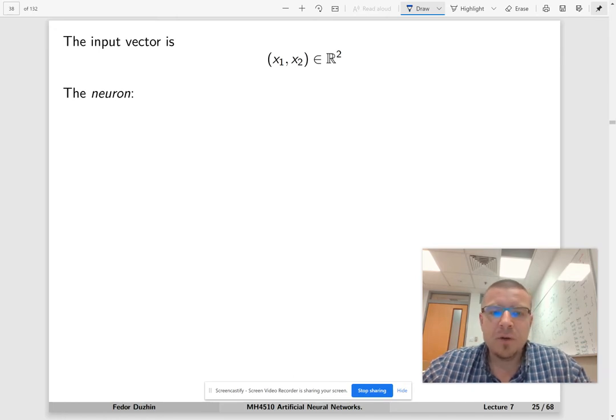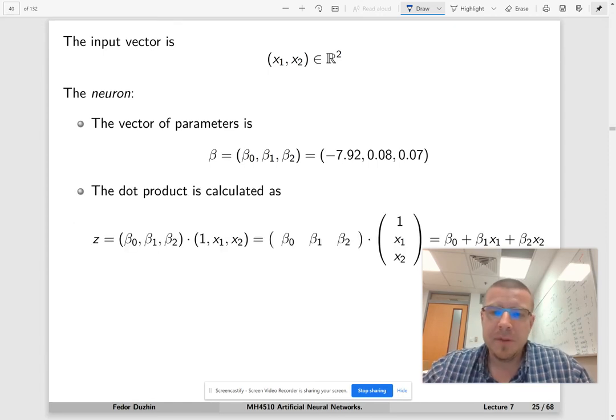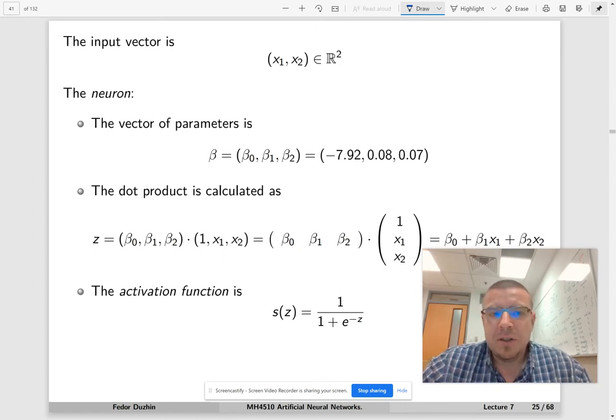And so we have our input vector. Whatever sits in the output layer is called a neuron. Associated with this neuron is a vector of parameters, and these are the values of the parameters. Once the neuron receives the input, it calculates the dot product of the input with the parameters, or you can think of it as a matrix product of beta and X transpose. Then it applies the activation function. So we associate the vector of parameters and the activation function with this neuron. Whatever comes out of this dot product, it applies this activation function to the result.